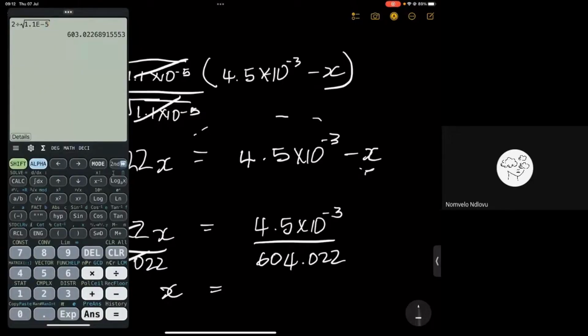So we take that number plus 1, and we've got our answer, and we are dividing by 4.5 exponent negative 3. And then we are taking the inverse of that.